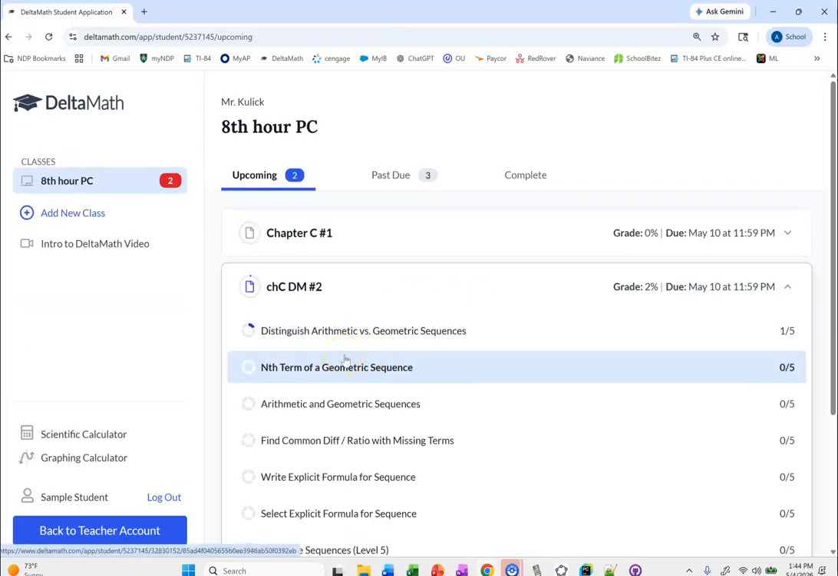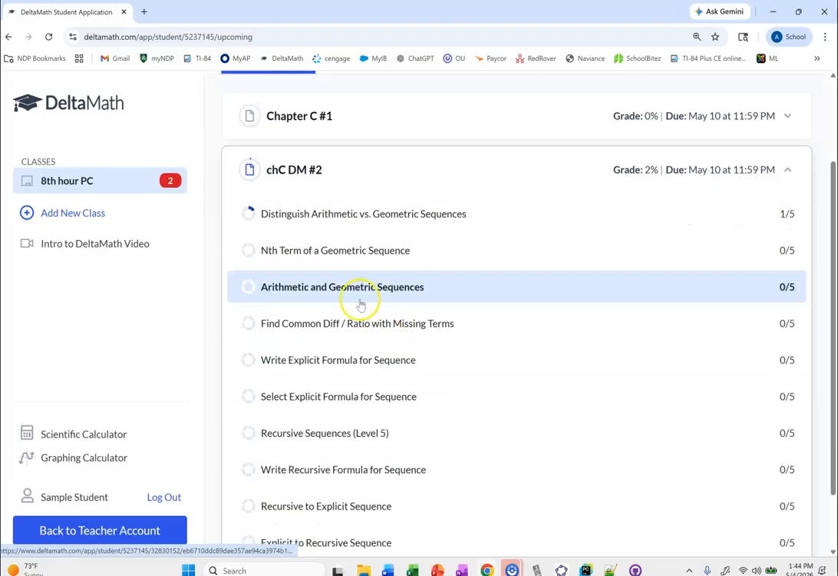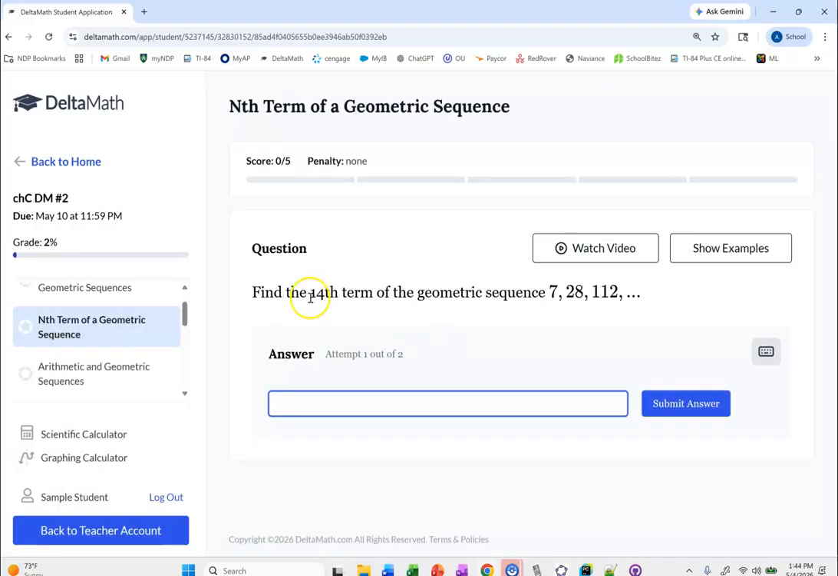Go ahead, Max. Sure. So you have to write that, like find the 14th term. So you just write the explicit formula and then plug the 14 in and so on and so forth. It's usually not that big of a deal.